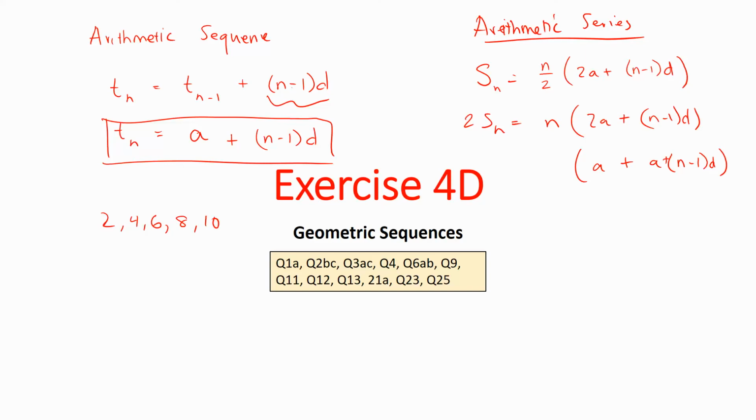Okay, and that's how I remember it. So I could see it as 2Sn equals n times (a plus Tn). So I think of it that way. Okay, but anyway, that's just a quick recap on what we've done.